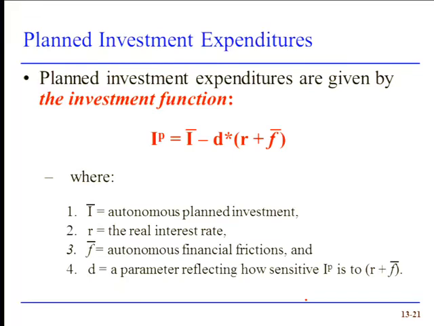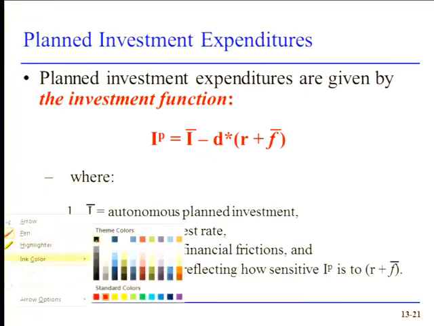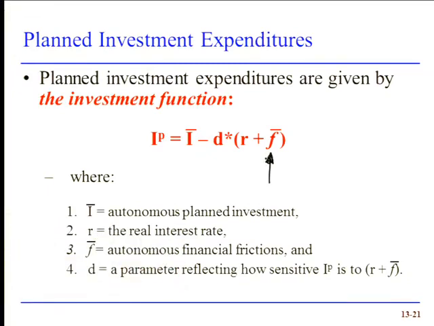So we're going to say that investment, planned investment, is equal to autonomous investment minus d, simply a parameter, times the real interest rate, plus this new variable, F bar, which we refer to as financial frictions. Financial frictions. What this new variable recognizes is that the relationship between short-term interest rates that the central bank can control and other interest rates that businesses borrow at is not always a constant relationship.